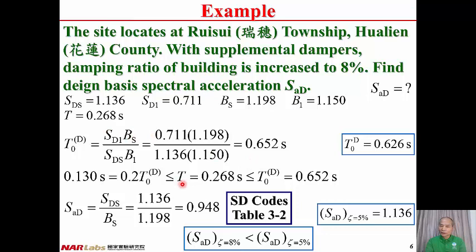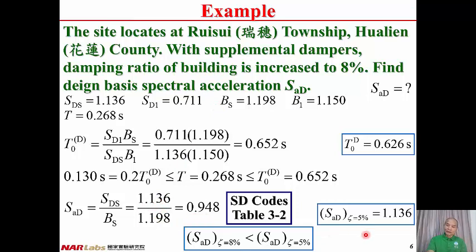Since the structural vibration period equal to 0.268 seconds, it lies between 0.2 T0(D) to T0(D). Therefore, according to the seismic design codes table 3-2, SAD equal to SDS divided by BS equal to 1.136 divided by BS 1.198 equal to 0.948.